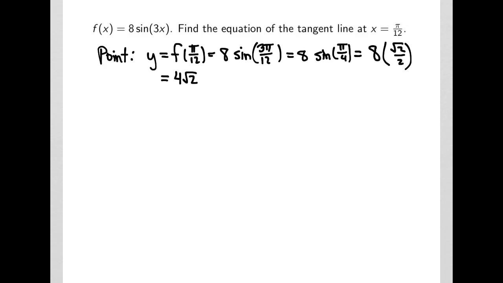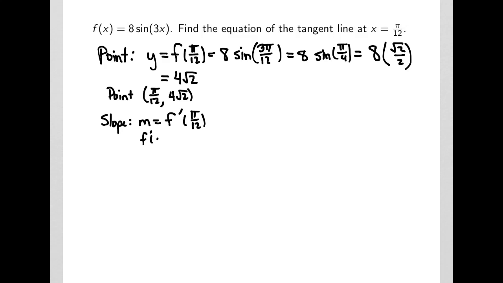Alright, so this tells me that my point has an x-coordinate of pi over 12 and a y-coordinate of 4 square root of 2. The second thing we need is my slope. And my slope is given by the derivative at pi over 12. So we need to find the derivative.